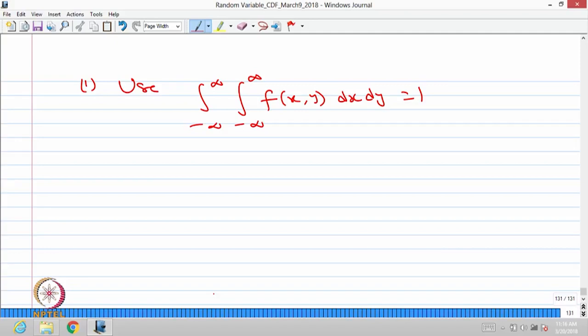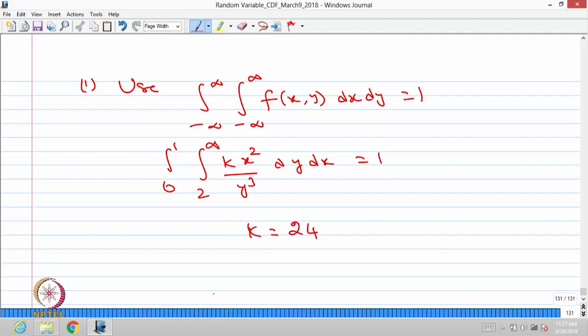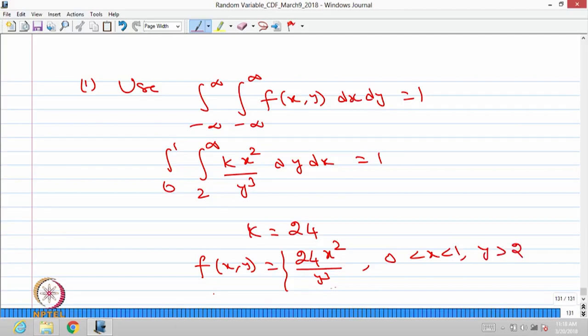But this joint probability density function is greater than 0 only in some interval. So, we can make out the interval: x from 0 to 1 and y from 2 to infinity. The function is k times x square by y cube, dy dx, and the double integral from 0 to 1, 2 to infinity, of k times x square by y cube dy dx has to be 1. You do the simple calculation over this integration and you can come to the conclusion that the k value has to be 24. Therefore, the joint probability density function is 24 times x square divided by y cube when x lies between 0 and 1 and y is greater than 2, otherwise 0.